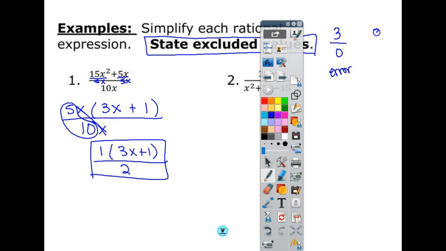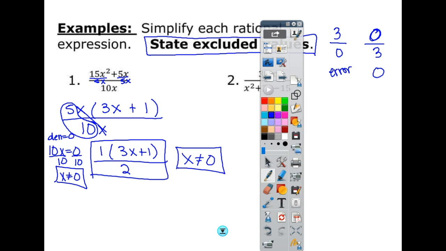If you do 0 divided by 3, you get 0. That's fine. But this is not fine. We cannot have a 0 in the bottom of our fraction. So you take the denominator and set it equal to 0. Divide by 10, divide by 10. X cannot be equal to 0. So we write that as part of our answer. You set the denominator equal to 0 and solve. So x cannot be equal to 0.